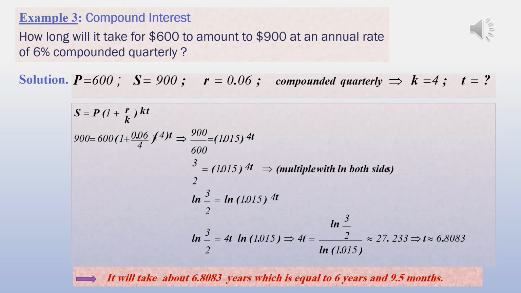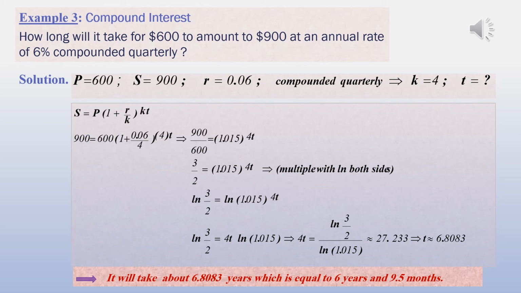Previously in chapter 4, we learned that when we want to solve an exponential equation, we need to change it to a logarithmic equation. So we take the log of both sides, so we have log of 3 over 2 equal to log of 1.015 to the degree of 4t. So 4t comes down in front of the log. We have log of 3 over 2 equal to 4t log 1.015. So 4t is equal to log of 3 over 2 divided by log 1.015.